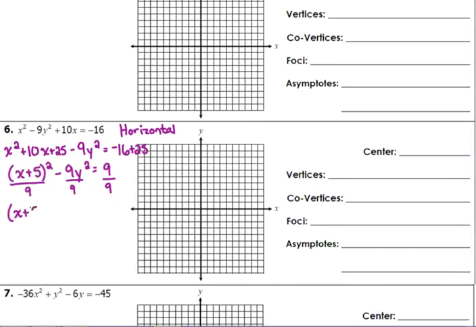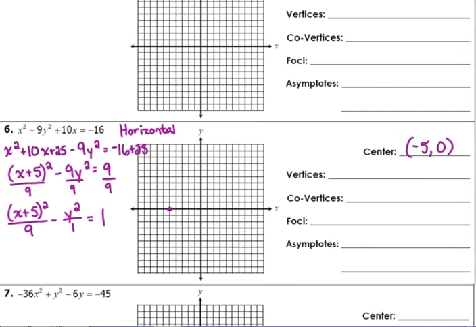So our standard form is x plus 5 squared over 9 minus y squared over 1. I really don't need the 1, but I'm going to put it there just because I've gotten a few questions about this. It helps you remember what your b value is going to be if you put that over 1 there. So that's our standard form, so we can go ahead and identify our center. Our center is negative 5, 0. Let's go ahead and plot that. 1, 2, 3, 4, 5. Negative 5, 0 is our center.